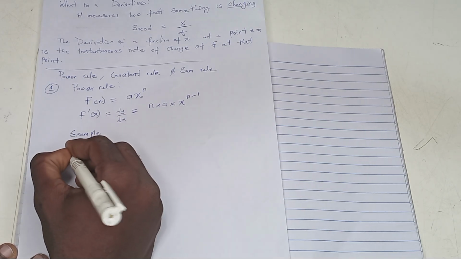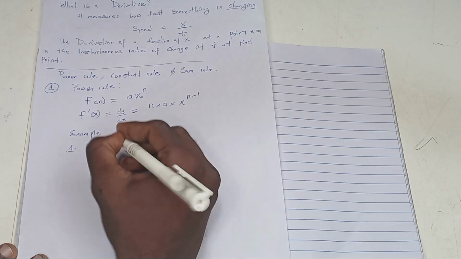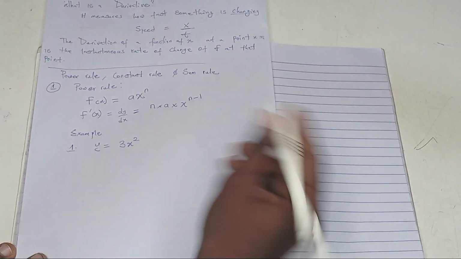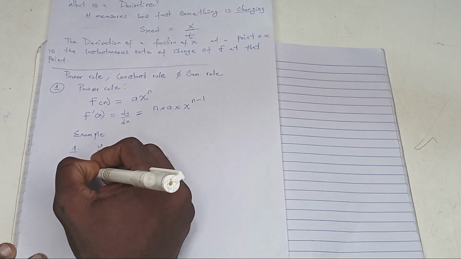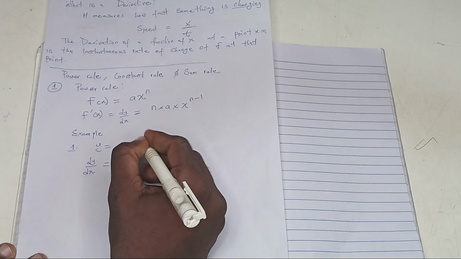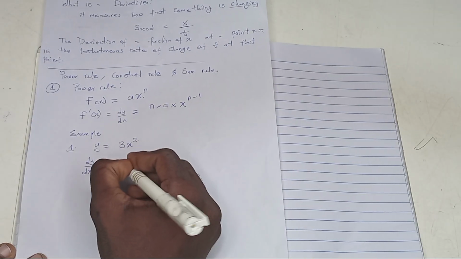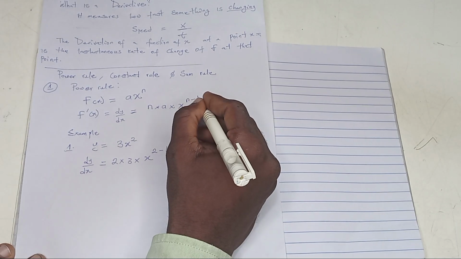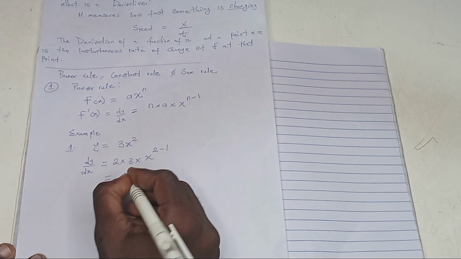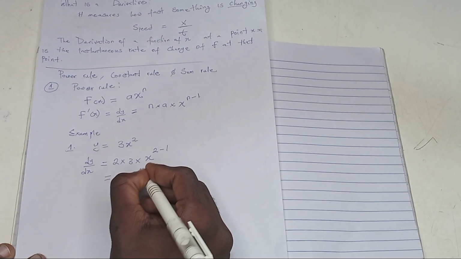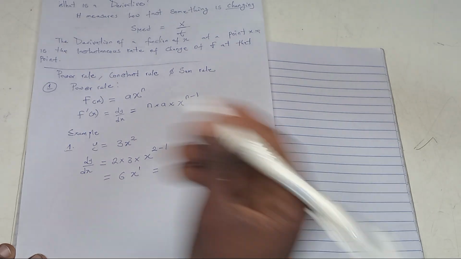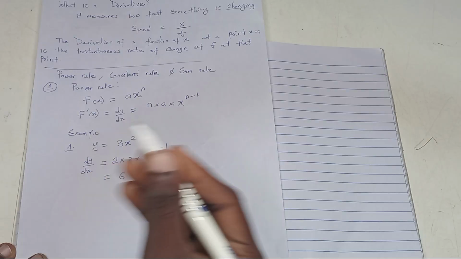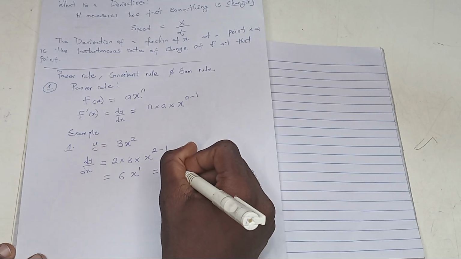If y is given as 3x squared, what is the derivative? So you say dy dx is equal to, this is our n, 2, times 3 times x raised to power 2 minus 1. You can see we subtract 1 from n. That gives us 6x raised to power 1, and anything raised to power 1 is itself. So you have 6x as our answer.